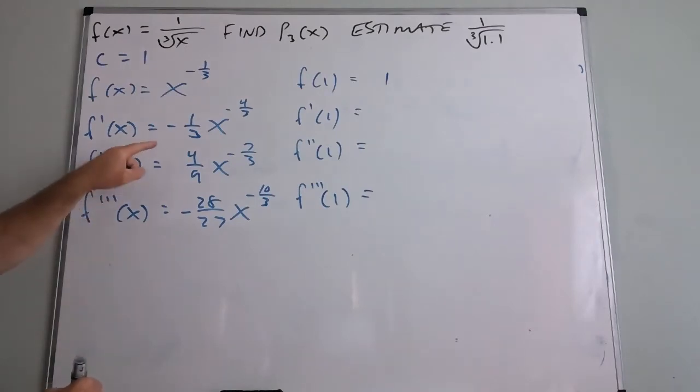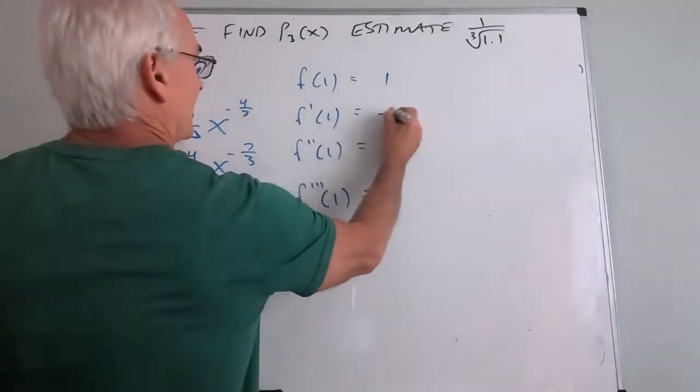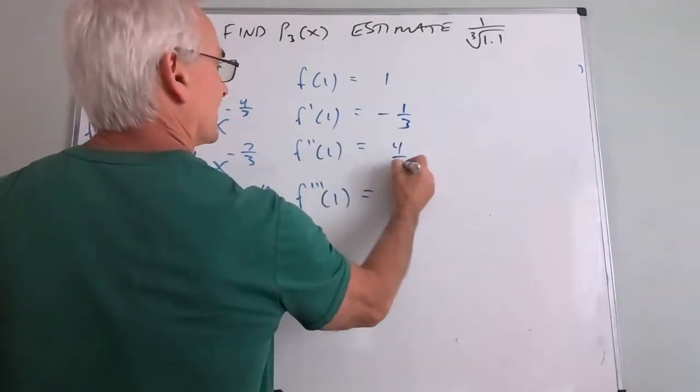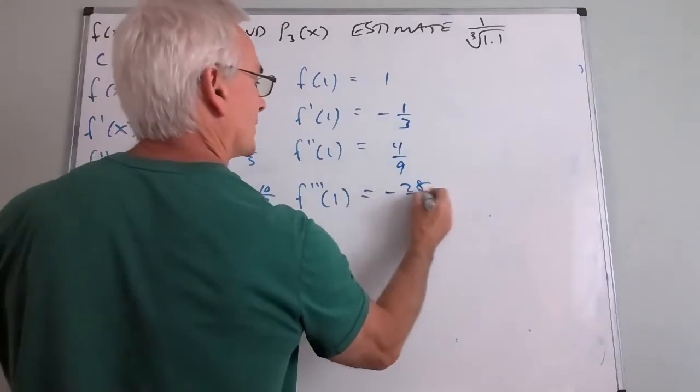What's f prime of 1? Negative 1/3. I don't have to calculate it because that's 1. Then 4/9. Then negative 28 over 27.